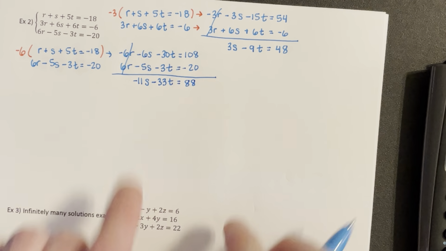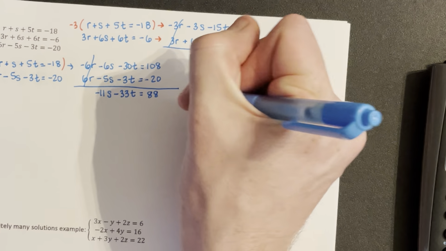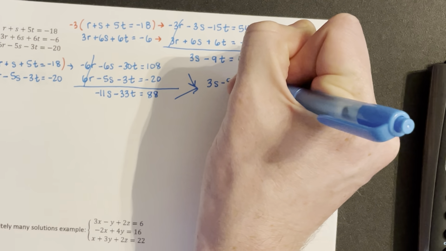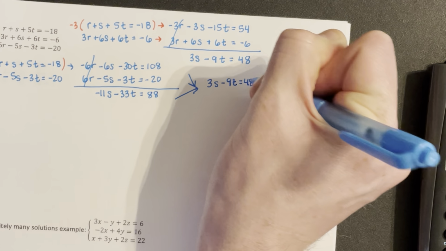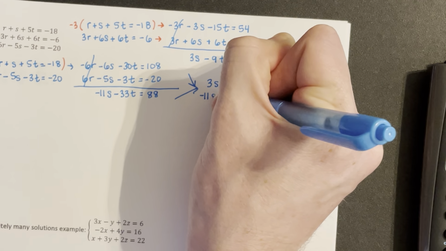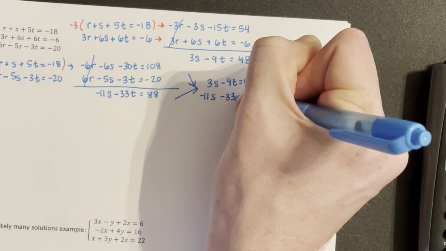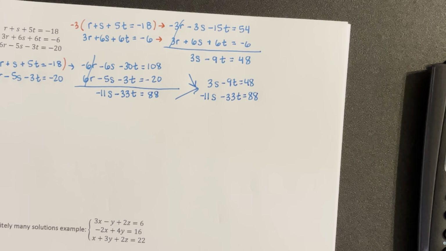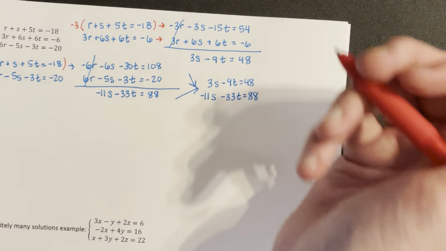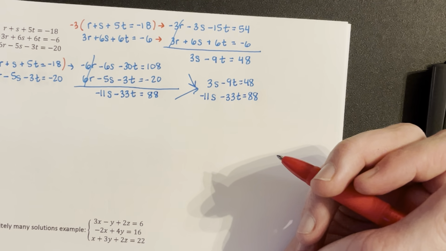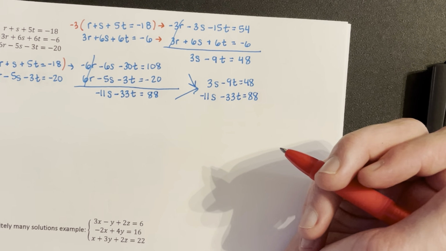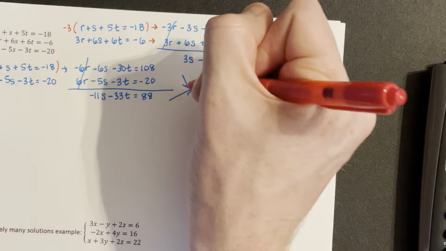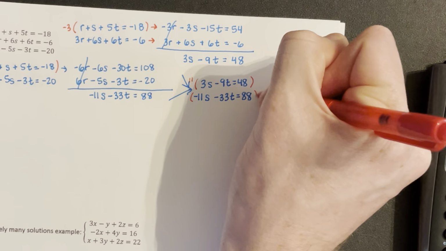So we have s's and t's, s's and t's. I can put those two equations together to give me 3s minus 9t equals 48, and negative 11s minus 33t equals 88. We are trying to eliminate one of the variables. We're going to have to multiply both of them. So let's say I multiply the top one by 11 and the bottom one by 3. That would get rid of the s's.